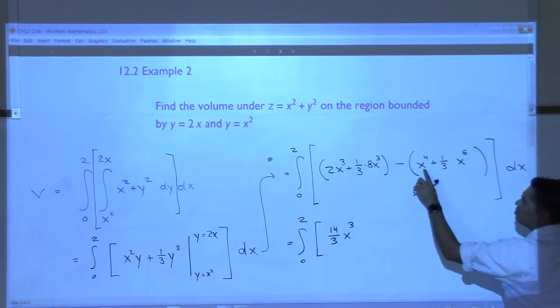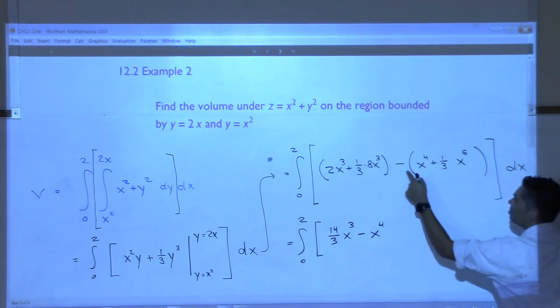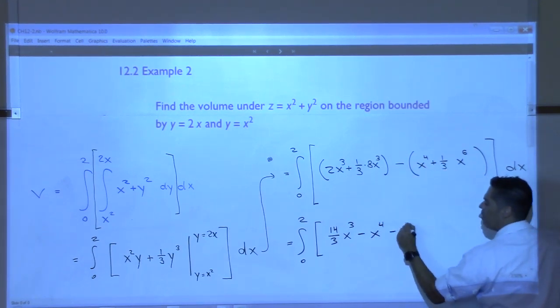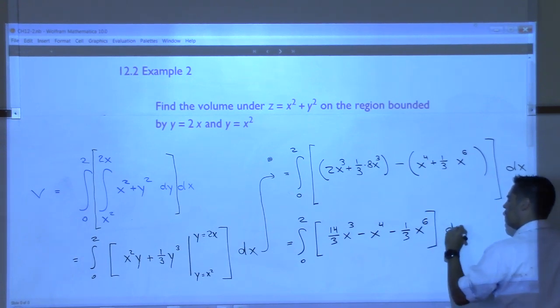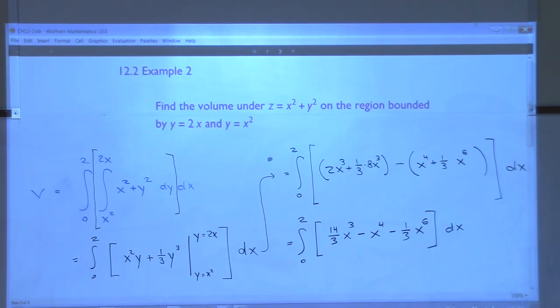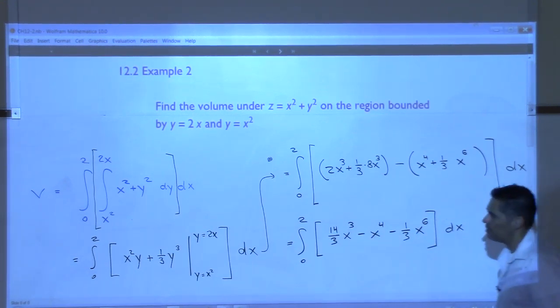Then I'm going to wind up subtracting an x to the fourth and subtracting a 1/3 x to the sixth dx. And that's not too terrible, right? We can just use power rule on each of those.